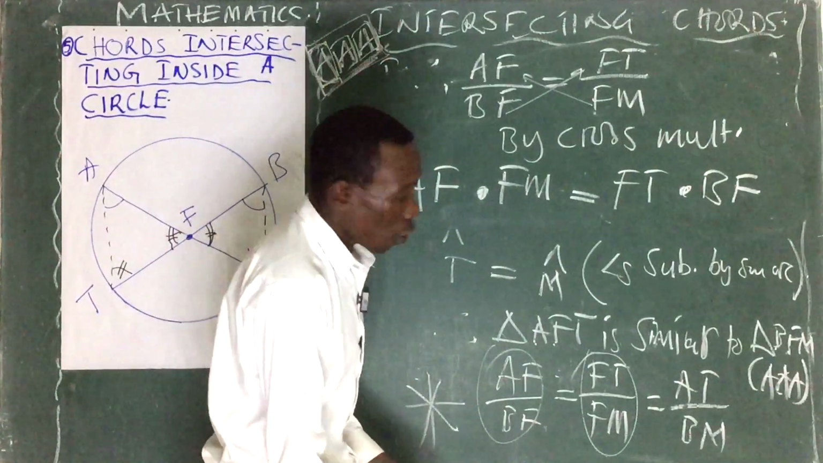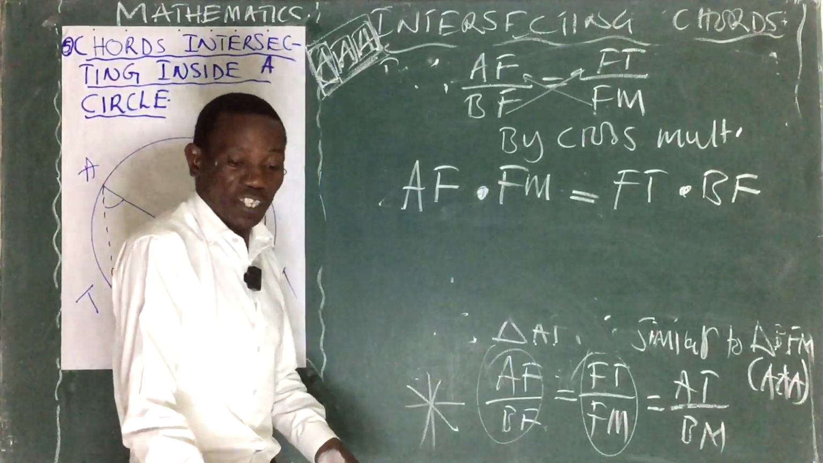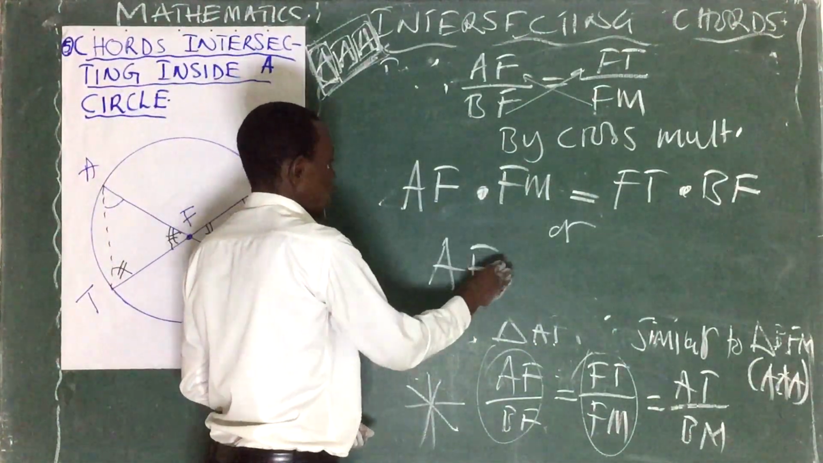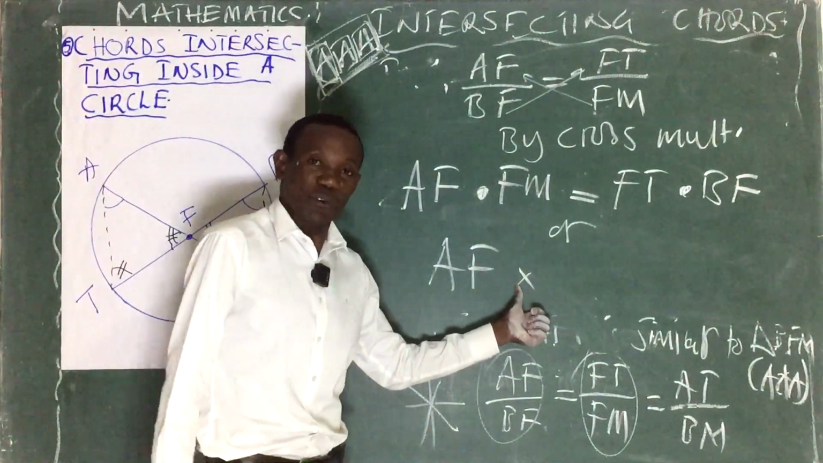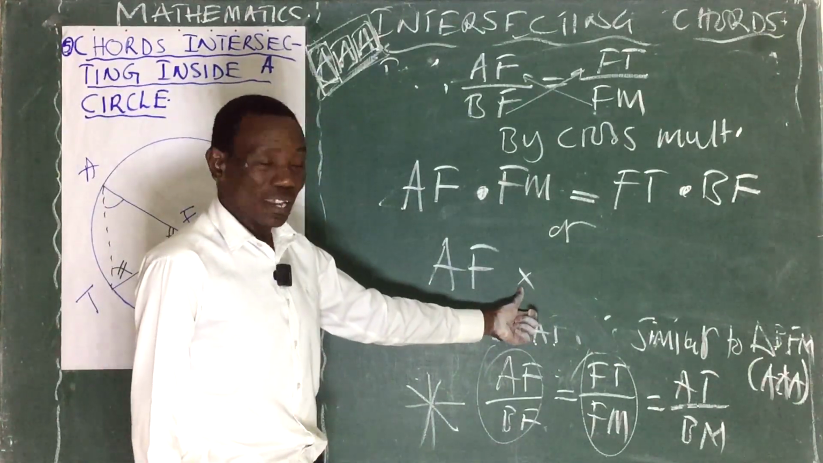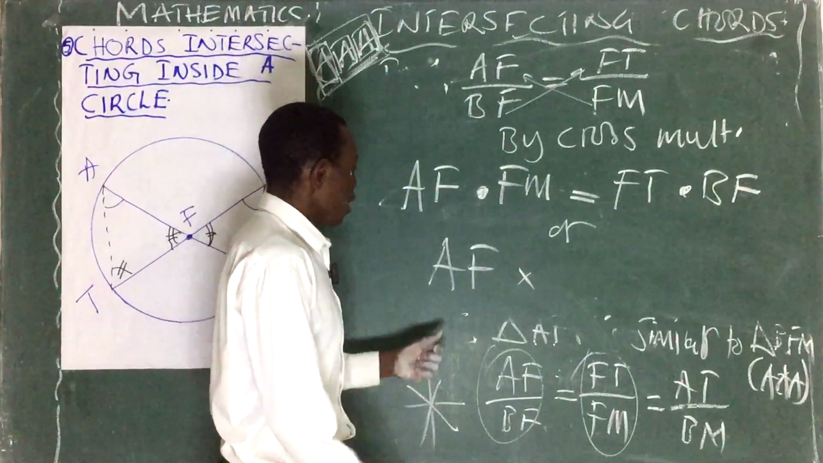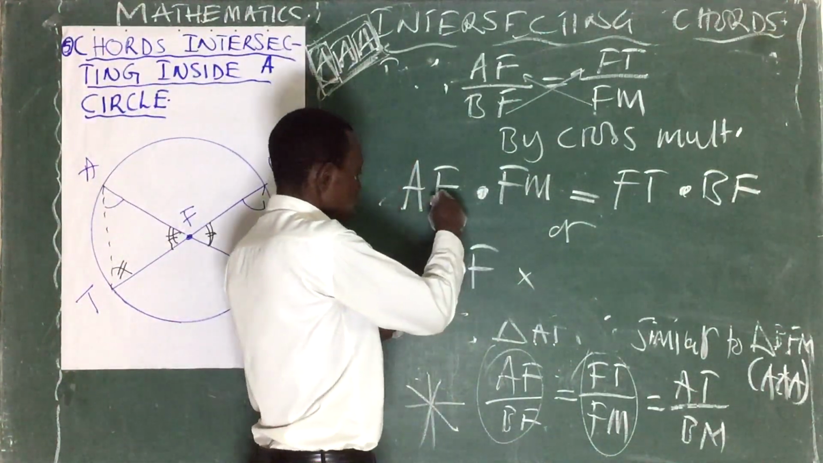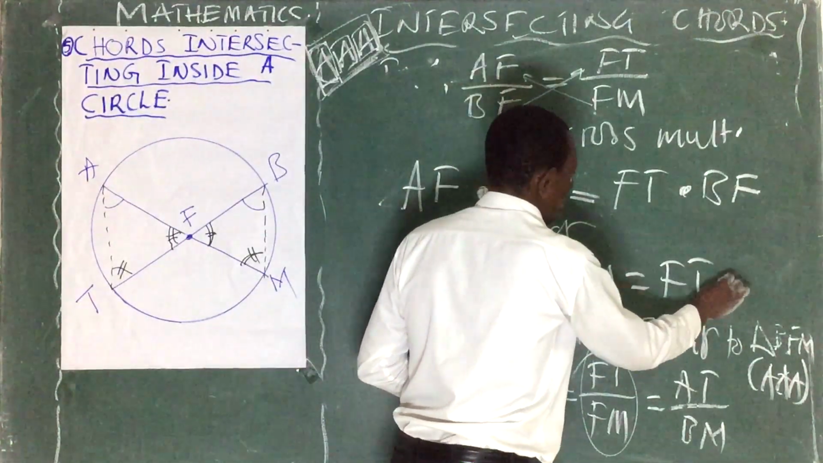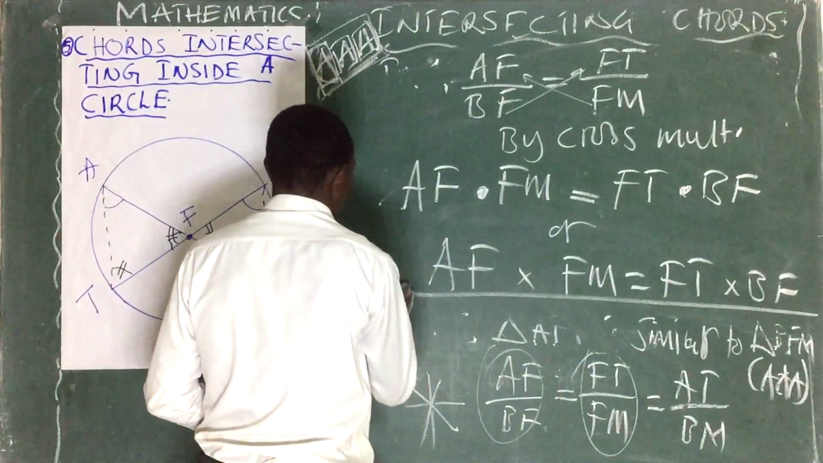Or you can write it another way around, meaning the same thing. Some people might feel like the dot means the decimal. No, it simply means multiplication, the product. Some people can be confused with the symbol of multiplication, taking it like X. That's why I use a different notation, the dot. So AF multiplied by FM is equal to FT multiplied by BF.